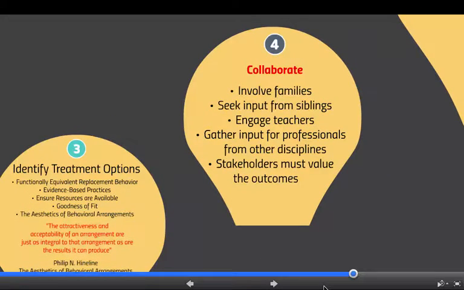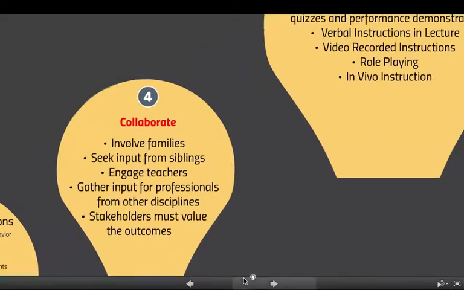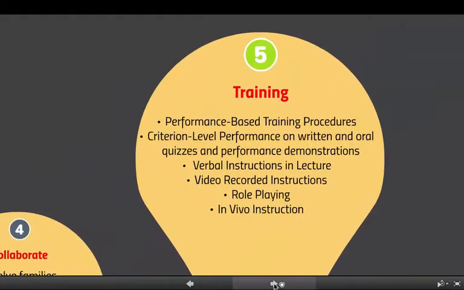The next recommendation is to collaborate. Involve families. Seek input from moms and dads, aunts and uncles and siblings. Engage teachers in terms of their recommendations. Gather input from other professionals from other disciplines and stakeholders in general. The other thing that's important is that the stakeholders value the outcomes that you're achieving. And this makes a nice linkage to the behavioral cusp information that we've discussed throughout this module.